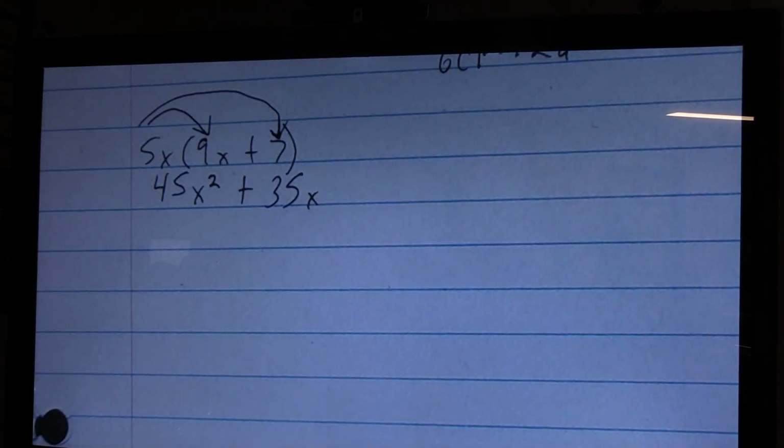Alright, how many of you feel like you understand now how to do this type of work? Okay, it's not too hard, not too hard.